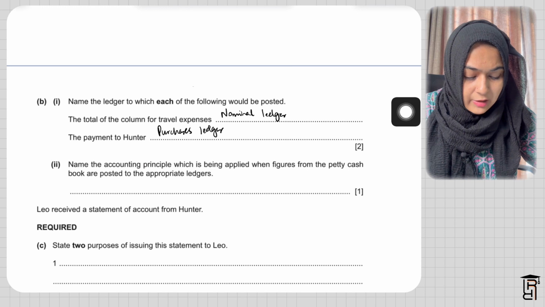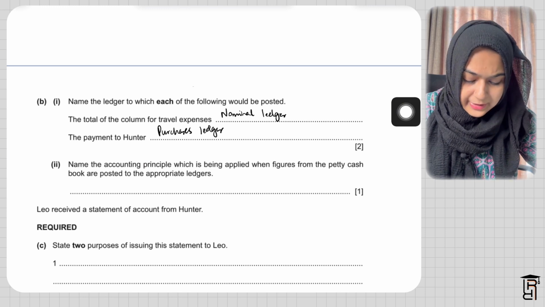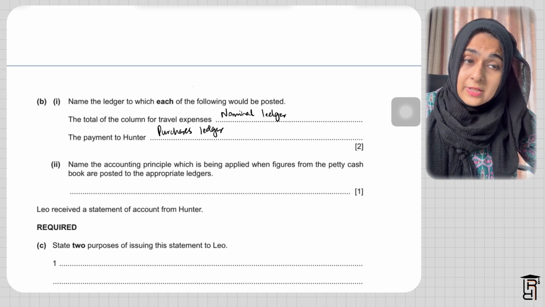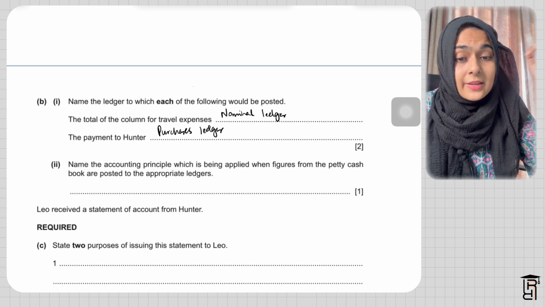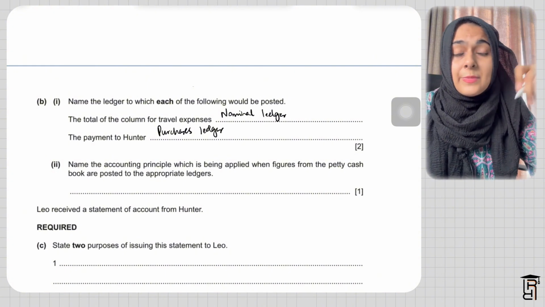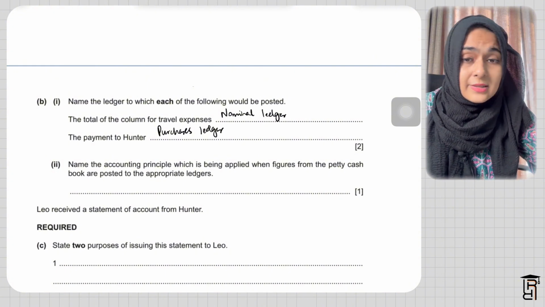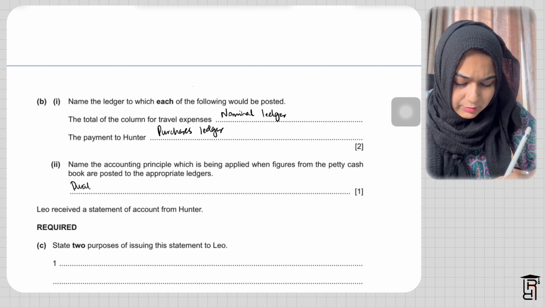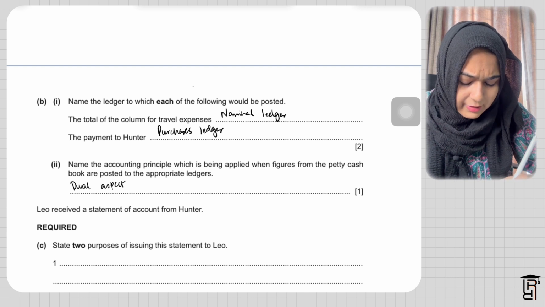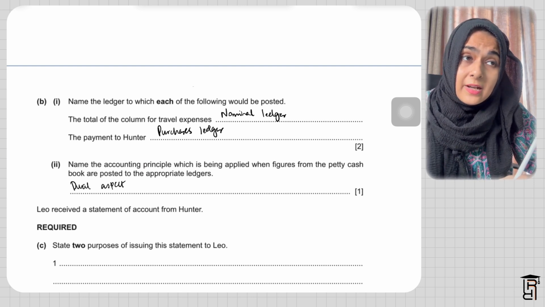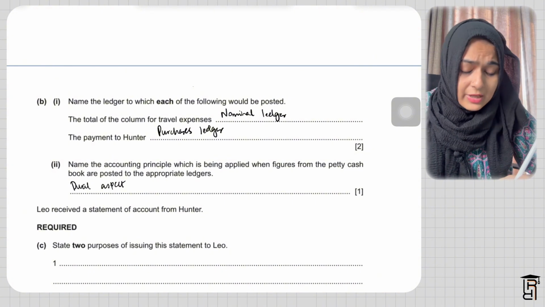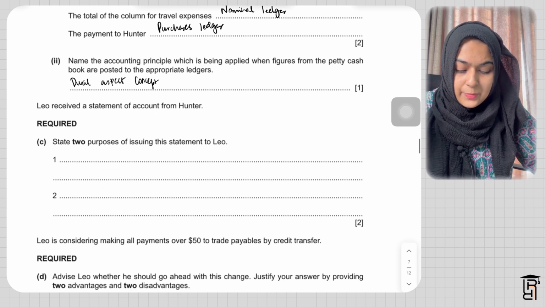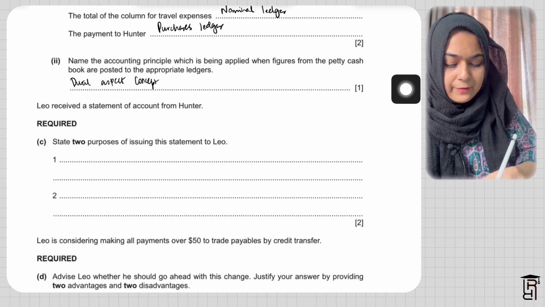Here they are saying, name the accounting principle which is being applied when figures from the petty cash book are posted to the appropriate ledgers. That is, double entry is being done, right? Because petty cash is being credited, these accounts are being debited: travel account is being debited, office expenses account is being debited, Hunter's account is being debited. So the concept here is the dual aspect concept. The dual aspect concept says that for every debit there is a credit. If there is one account that is being credited, another account will be debited. So, dual aspect concept.